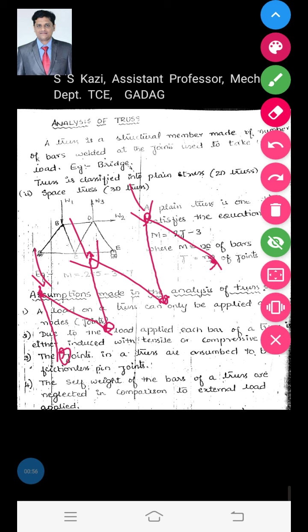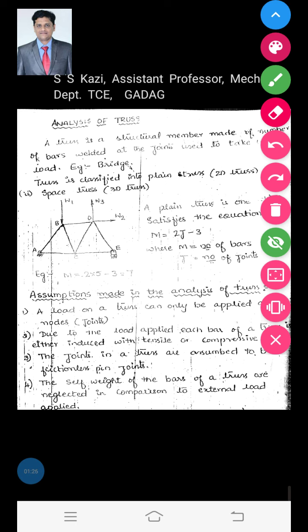All these bars are interconnected by means of joints, and these joints are assumed to be frictionless pin joints. Hence a truss is called a pin jointed member. And due to the loads applied on the bridges, the truss structures, each bar of a truss is either induced with a tensile or compressive force, that is, each bar either expands or contracts due to the load applied on a truss member. Hence a truss is also called a two force member.